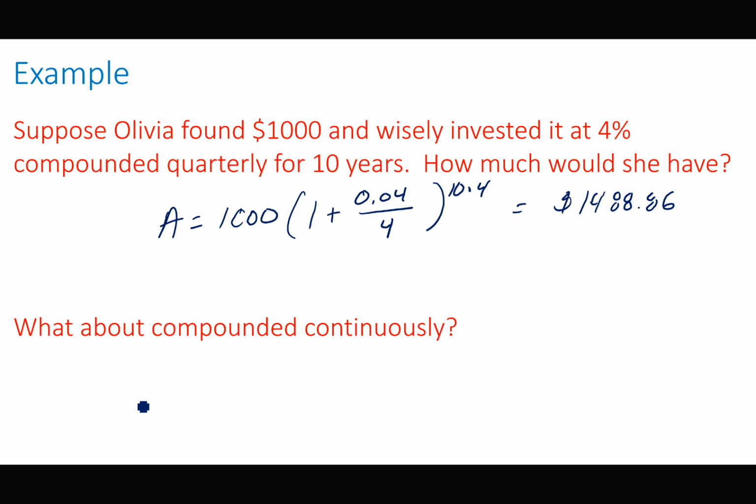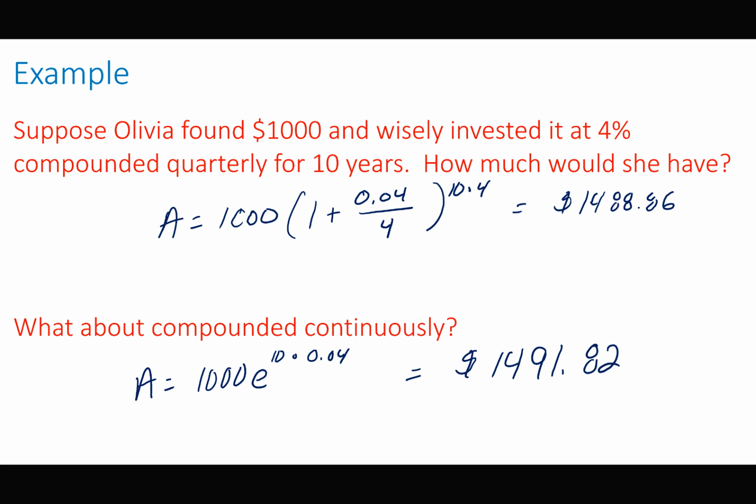Continuously compounded, that would be that PERT formula. So 1000e raised to the 10 times 0.04 ends up being $1,491.82. So again, that E is a button on your calculator. Hit the E button, it'll automatically let you put it up into the exponents. 10 times 0.04, and that will give you the answer.